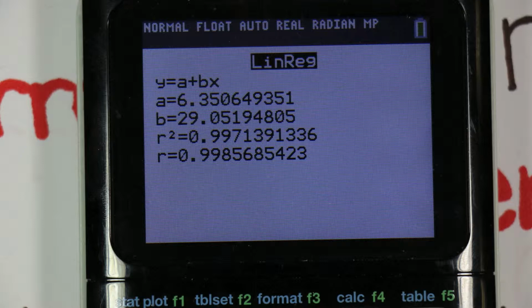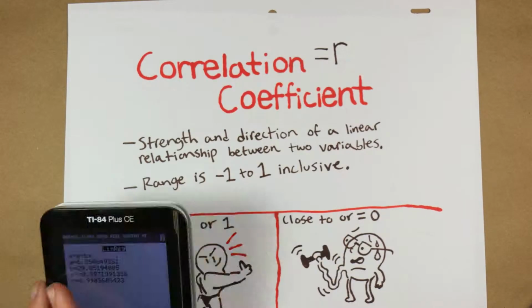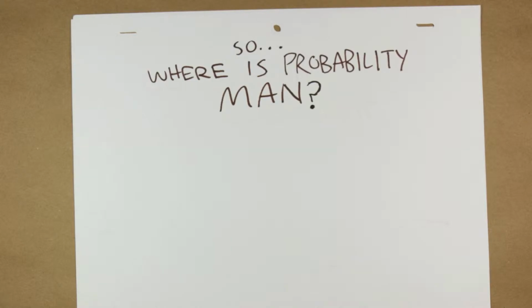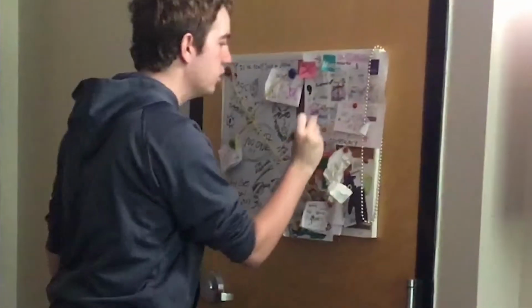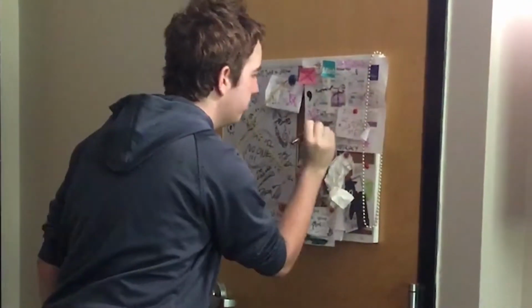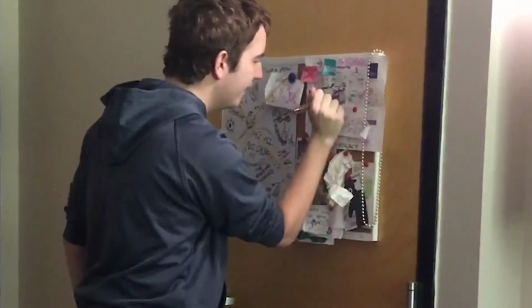On this screen, there's also a regression equation, which is y equals a plus bx. In this case, it is y hat equals 6.3506 plus 29.0519x. So, where is he exactly? Well, according to my calculations, he's right here.